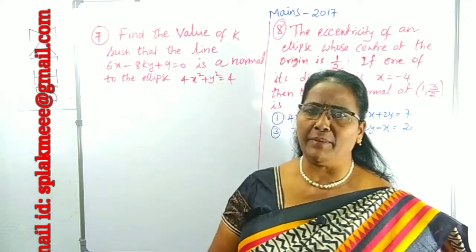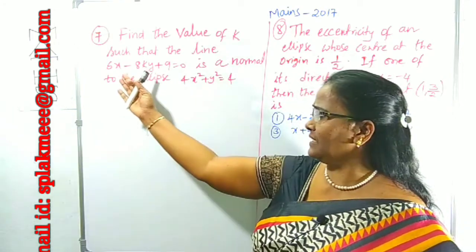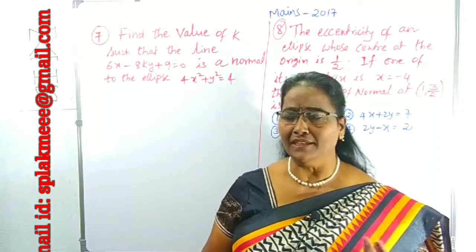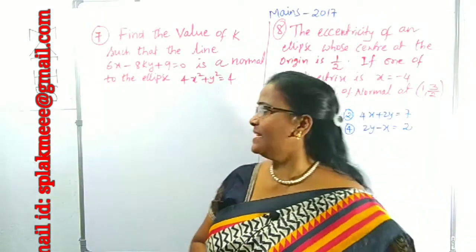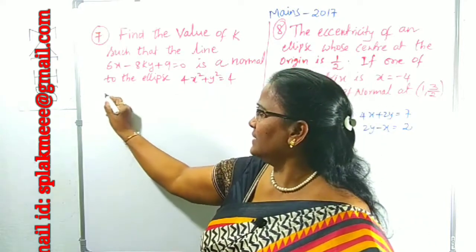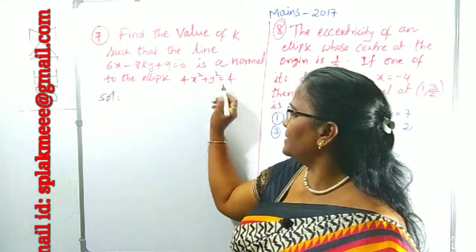In place of k, he may give any letter, and in case of this line, he may give any line. But what is the condition? You have to recollect the normal chord condition. First of all, to use that condition, we can reduce the given ellipse into standard form.